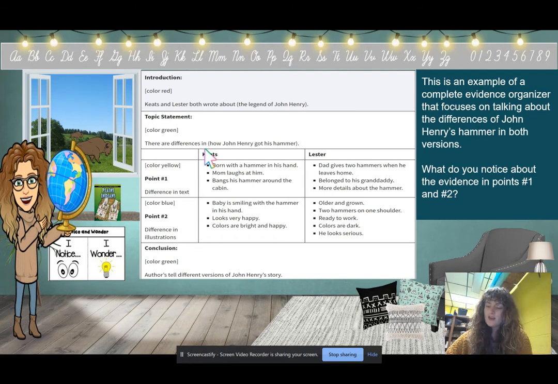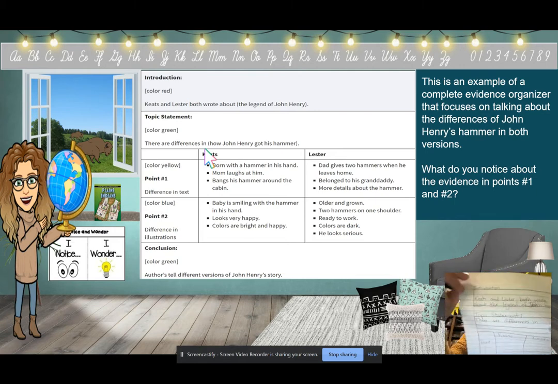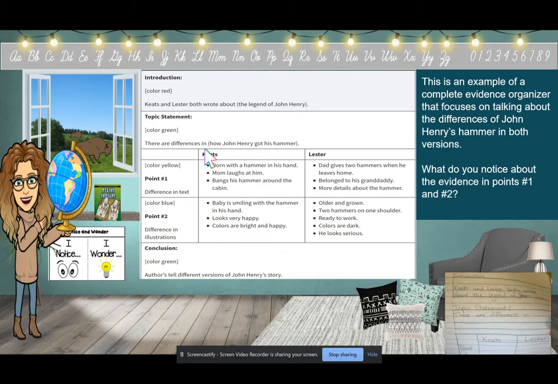So I'm going to write my topic statement right here. Okay, so there are differences in blank. And I'm even going to draw a line so I know that I need to finish that sentence. All right, so this is what our topic statement is going to look like. There are differences in blank. Go ahead and pause the video if you need to finish writing the sentence starter for your topic statement.